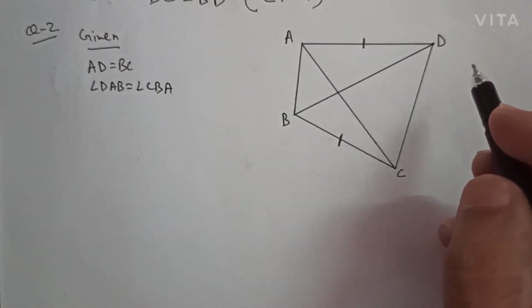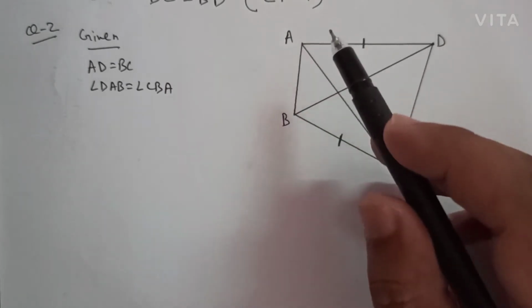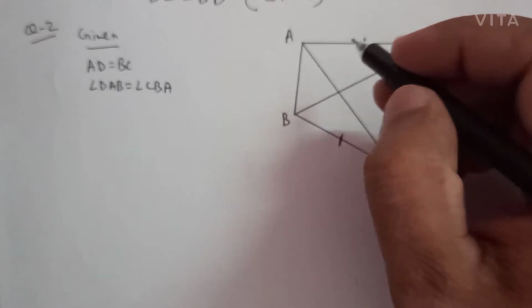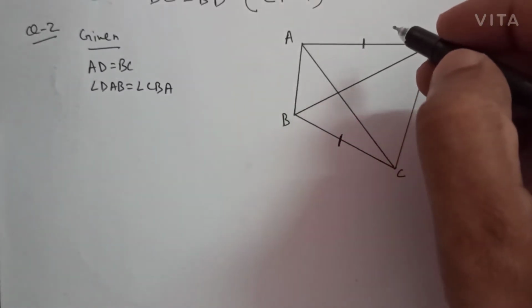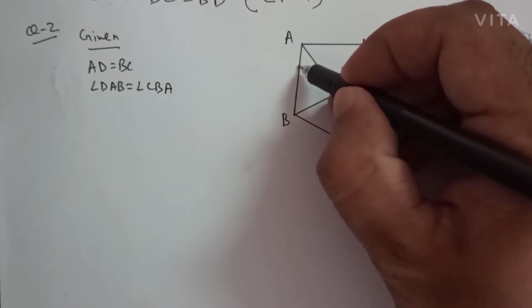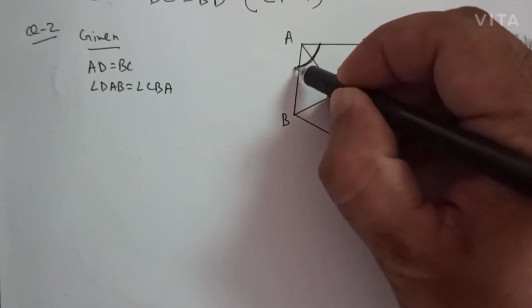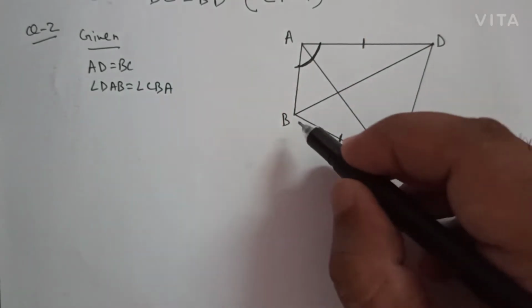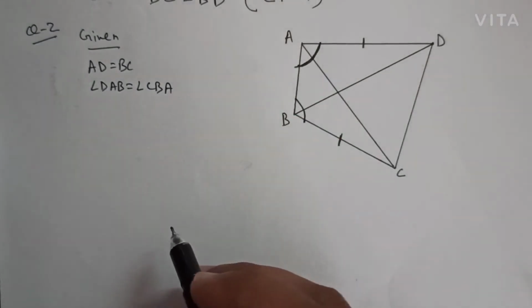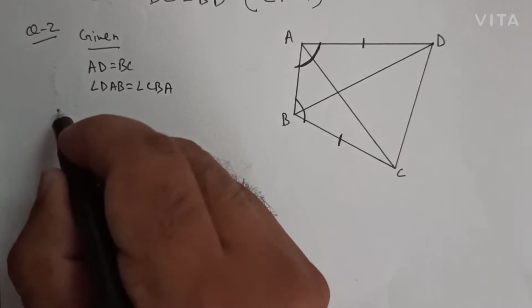DAB, this complete angle is equal to CBA. DAB, this complete angle is equal to CBA. CBA, this complete angle. Okay, this is the information given. What we have to prove?